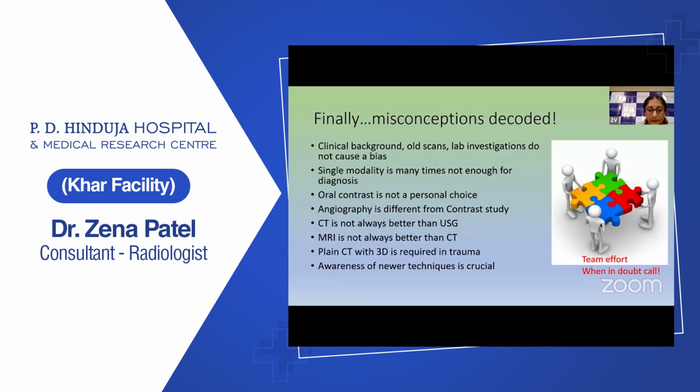Angiography is different from contrast. I think I have said that so many times that angiography is a separate indication and it has to be asked for separately. CT is not always better than ultrasound. As I've shown you, in thyroid, in gallbladder, ultrasound is way better and it has to be asked for over a CT scan. Similarly, MRI is not always better than CT. And when you have trauma, you have to ask for a 3D CT scan and not a plain scan because the reformats which are done are not the same.